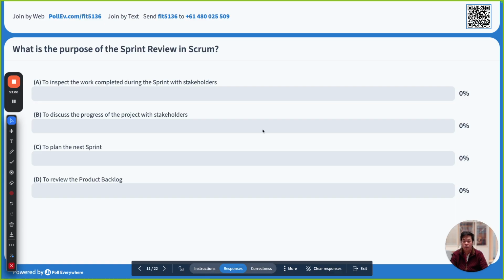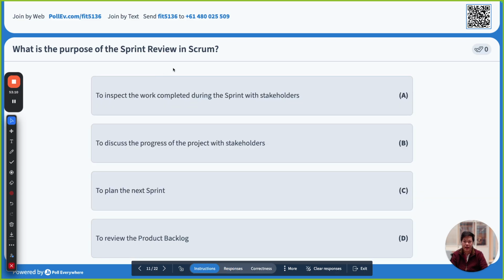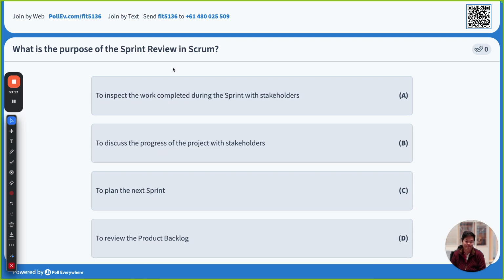Yep, next, all right, beautiful. What is the purpose of the sprint review in Scrum? All right. Why do we need to do the sprint review in Scrum? Sprint review.